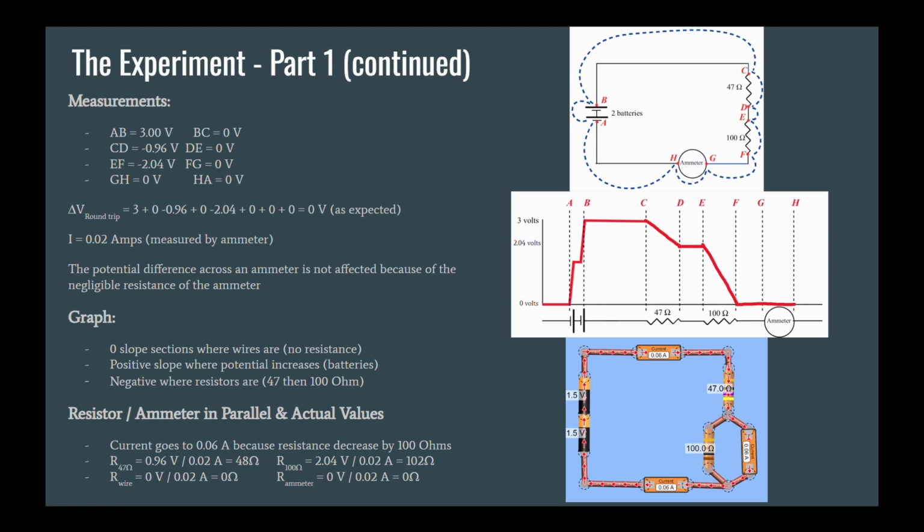We can see here that when we run in parallel a resistor and an ammeter, the current is going to pass through the ammeter, and we get a different reading for the current passing through the circuit. This allows us to find the actual resistance of a couple of the resistors and components on the circuit, where the 47 ohm resistor is actually 48, and the 100 ohm resistor is actually 102.